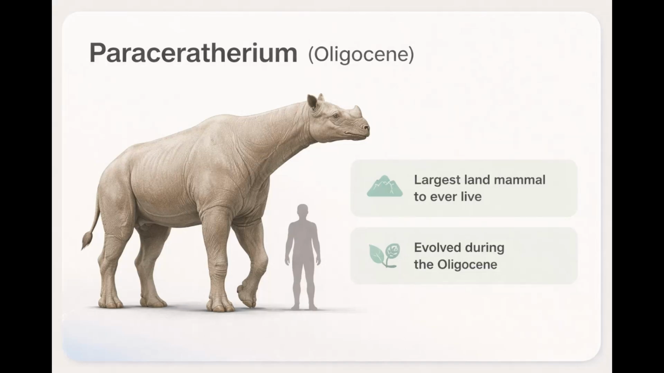A standout Oligocene animal mentioned is Paraceratherium. It's described as the largest land mammal to ever live, and it evolved during this epoch. Including an example like this helps anchor the idea that mammal evolution in the Cenozoic wasn't just about diversity. It was also about pushing body size to extremes under the right ecological conditions.